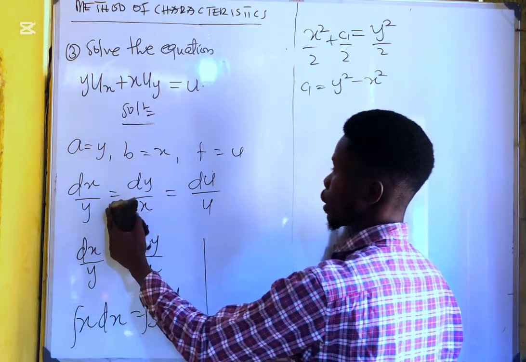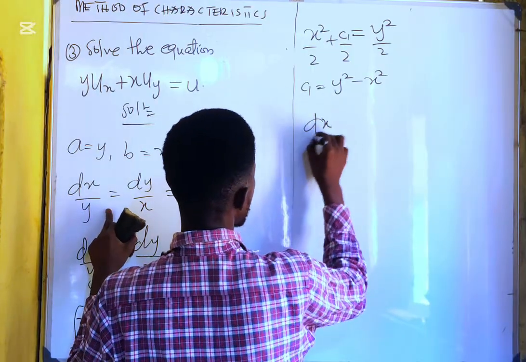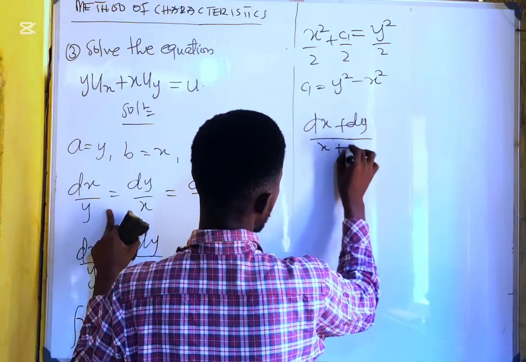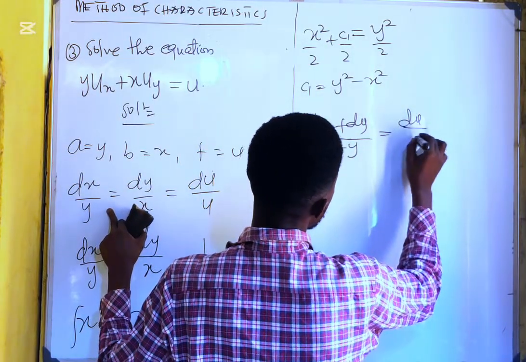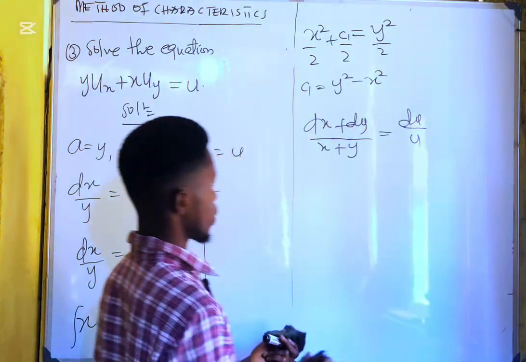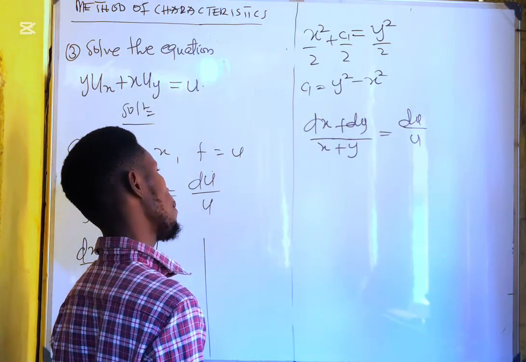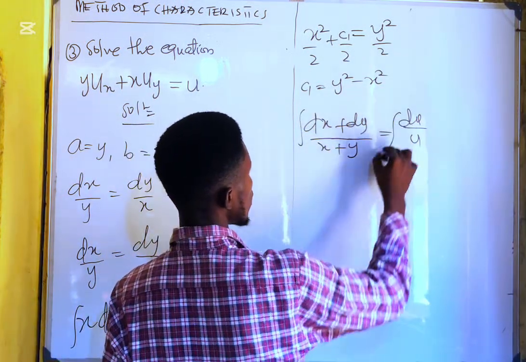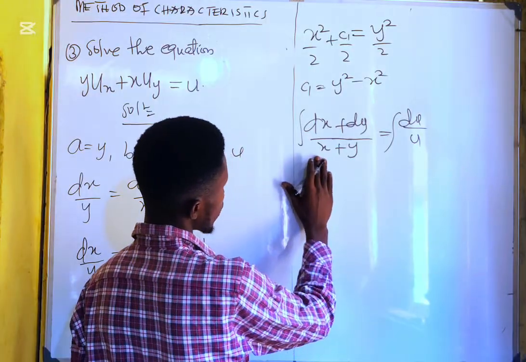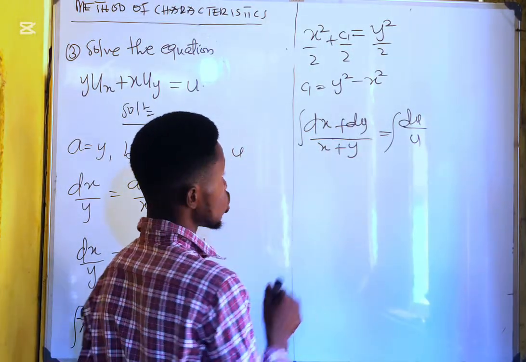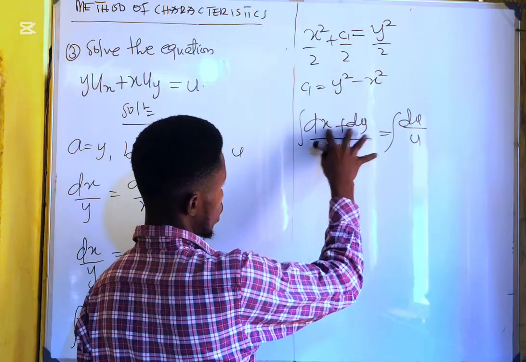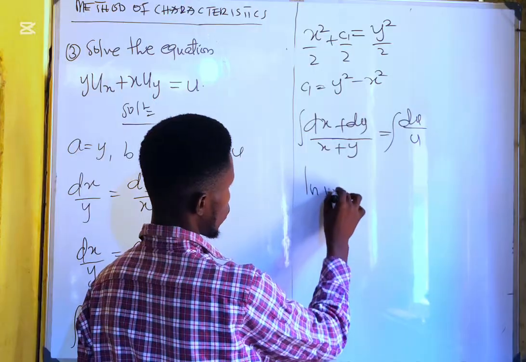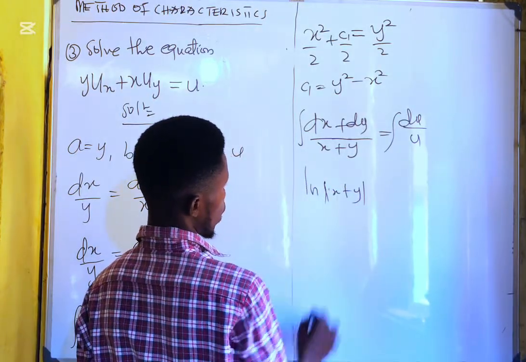So what I'm going to have here is that when I add this, dx over x plus dy over y should give us du over u. So this is what I'm talking about, per the explanation I gave. So in this case, I can integrate this. You see, what is here is the same as what is up there. So when you integrate with respect to your operators, I will get ln of x plus y. I hope you understand it.